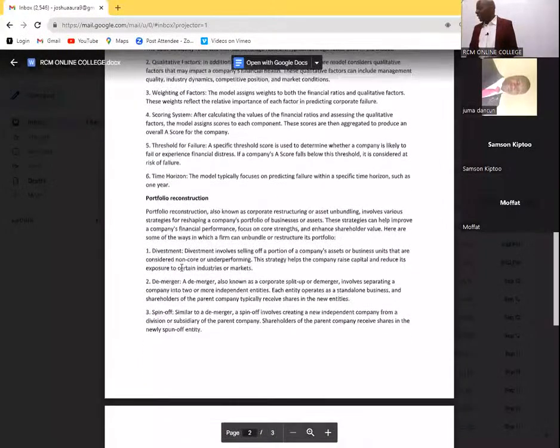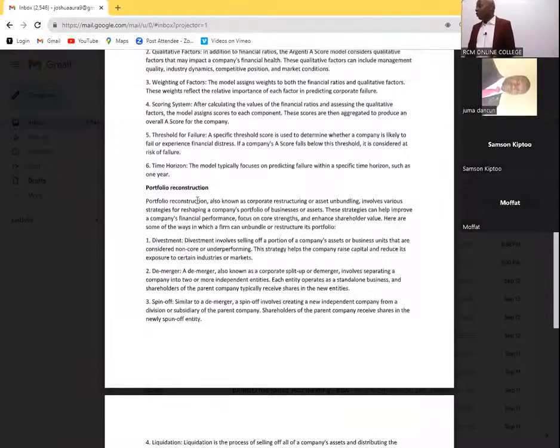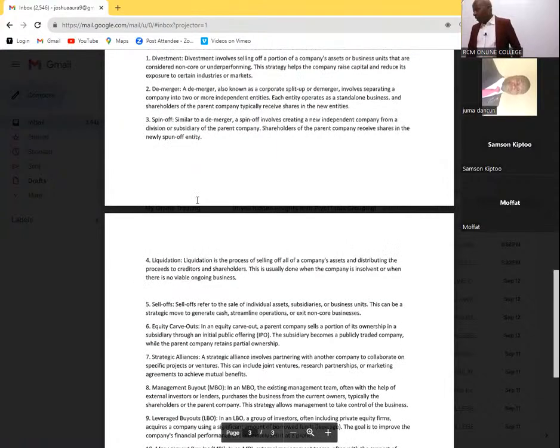We shall overcome. Now, ladies and gentlemen, if you look at your course outline, that takes me to what we call portfolio reconstruction. Portfolio reconstruction.